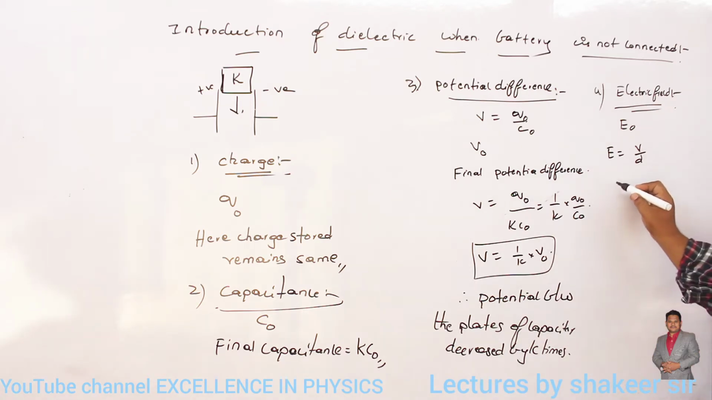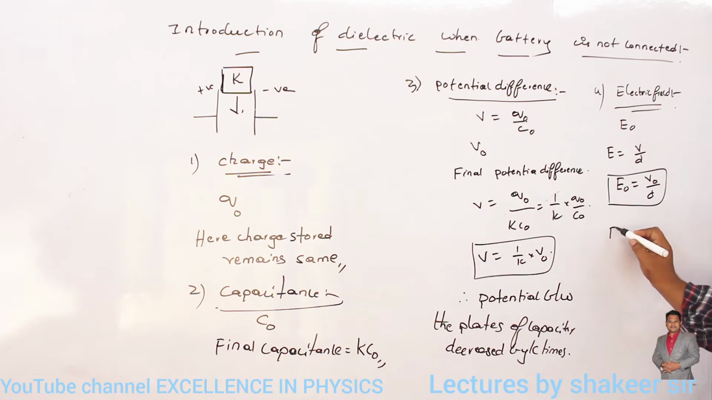So therefore, the initial potential difference I can write as V naught divided by d. Clear? The final potential difference, I can write, V is equal to V naught divided by K, divided by the distance between the plates, which will not change. So V naught by K divided by d.